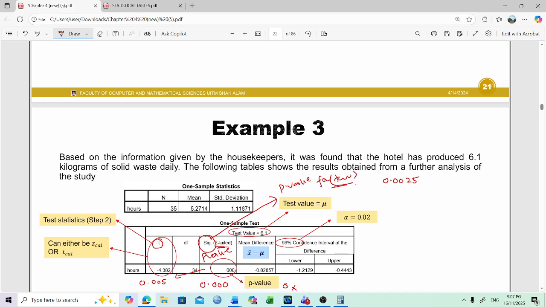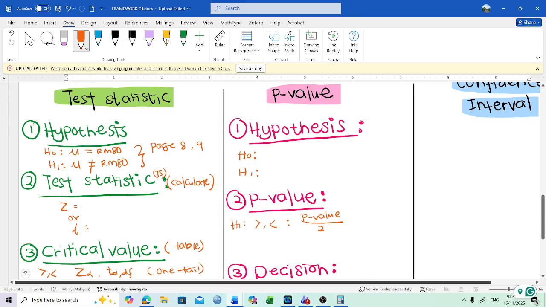Because I know for this one, if you want to find the one tail, 0.000 divided by 2, you will get the same, which is 0.000 also. If it is two-tailed, which is the unequal symbol, then you do not need to divide the value. You just take the value and write it here. You only divide it by 2 if and only if your alternative hypothesis is one tail. Only for one tail. This one is for one tail, and this one is for two tail. You don't have to divide it by 2. Just take the value and write it on your paper.